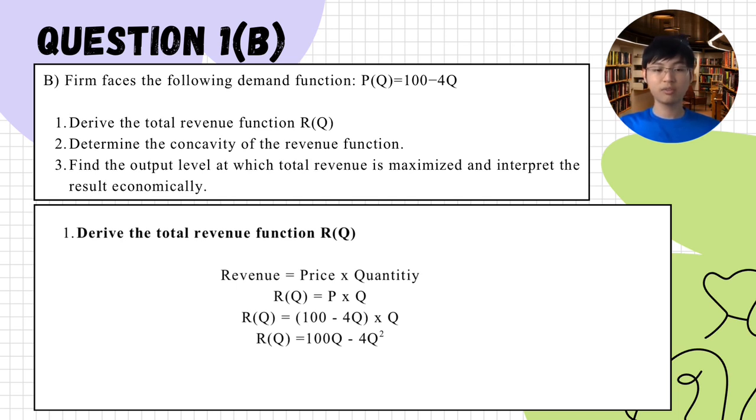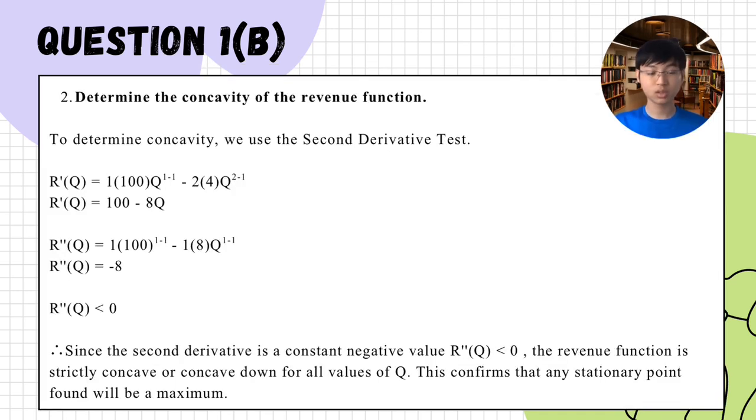First, derive the total revenue function R(Q). Revenue equals price times quantity. Therefore, R(Q) = P times Q, where P = 100 - 4Q. Substituting into the formula, we get R(Q) = 100Q - 4Q^2.